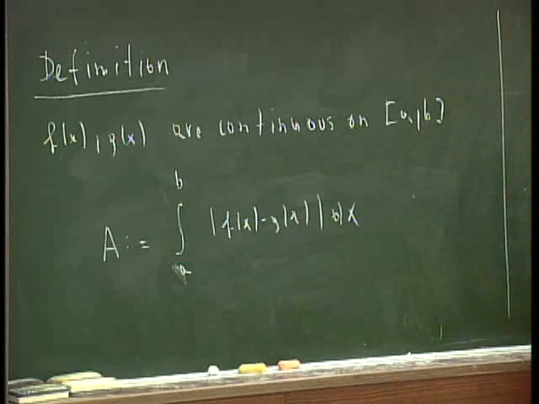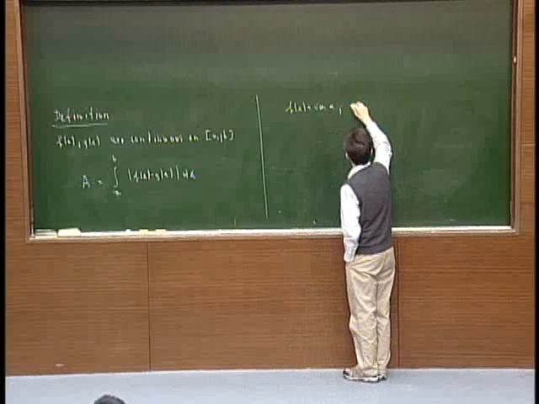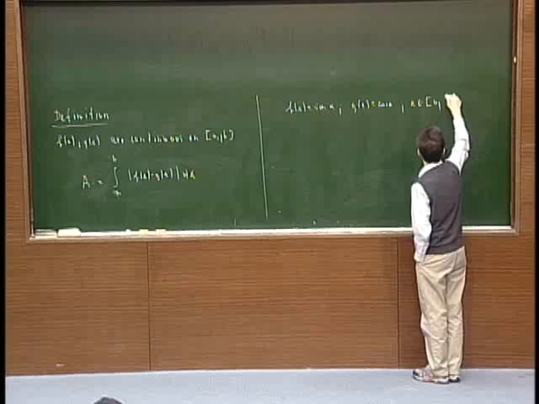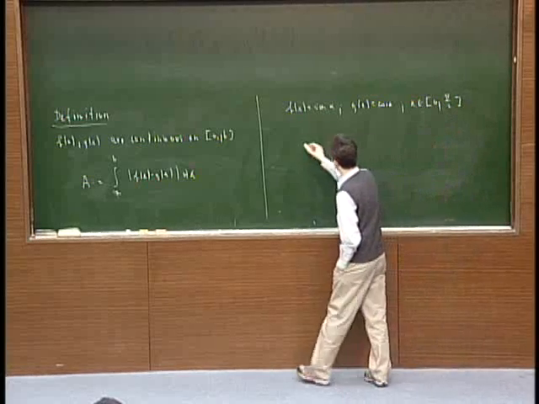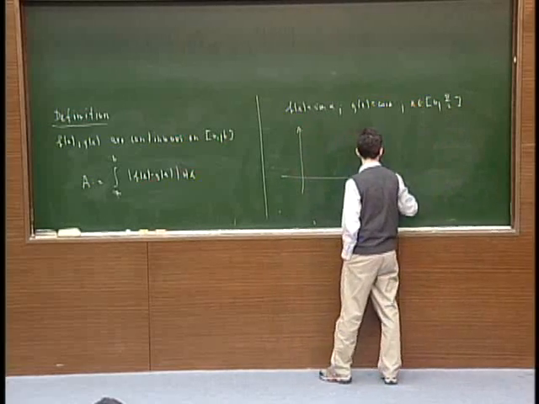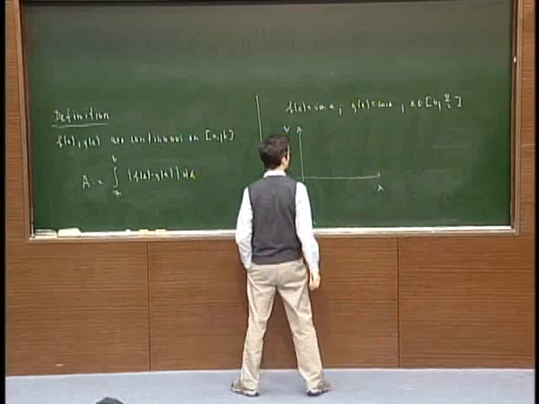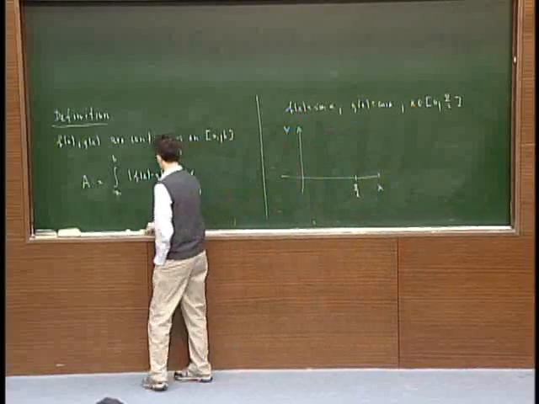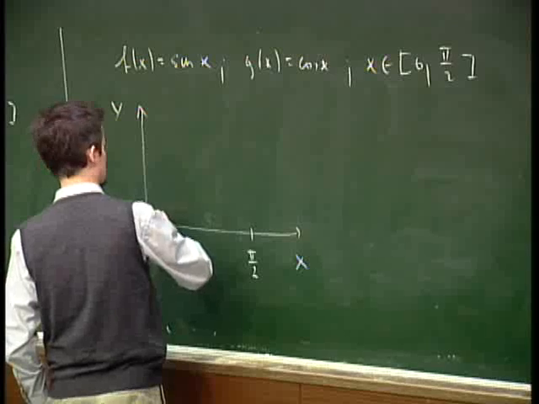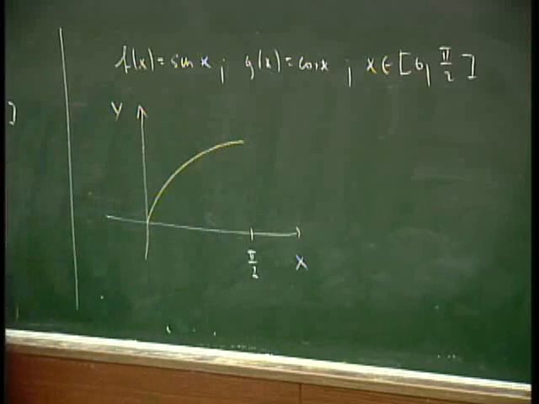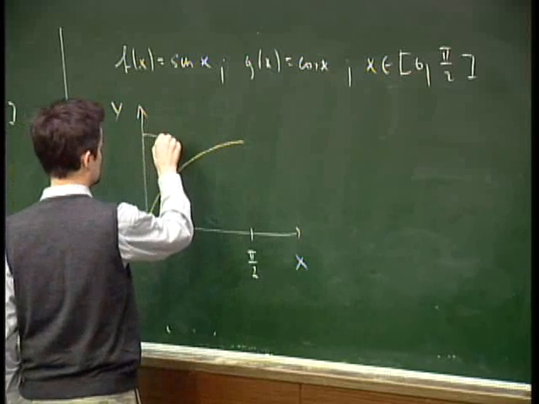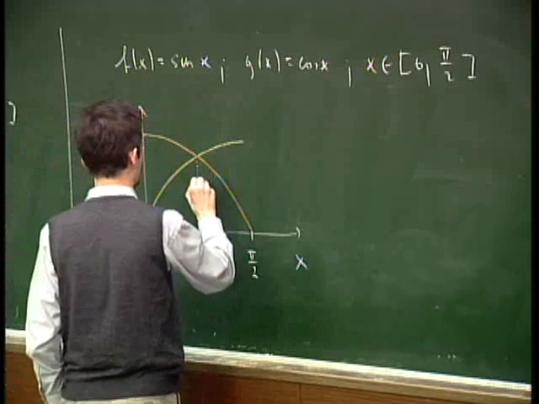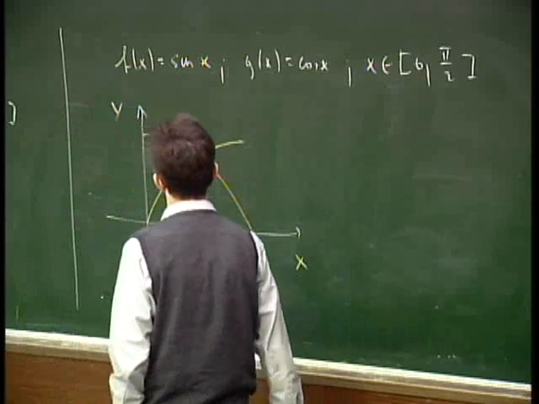So for instance, if f of x is equal to the sine of x, g of x is equal to the cosine of x, and let's say we are in the interval from 0 to pi half. Okay, then if you plot those functions, so whenever you have to solve such an example, the first step is to plot the functions. So here you have pi half. The sine looks like this here, the cosine similar. Okay, so where here you have pi over 4.